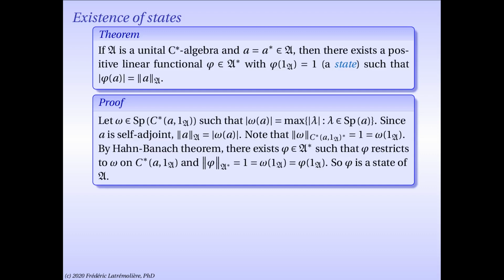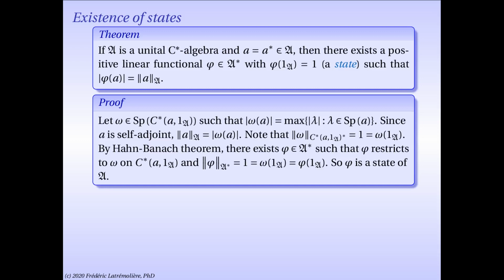And then, of course, I'm going to use the Hahn-Banach theorem. It tells me there must exist a linear functional, phi over A, whose restriction on the C-star algebra generated by A and the unit is omega, and at the same time whose norm is equal to the norm of my character omega, so the norm is 1. But then the norm of phi is 1, which is equal to omega at the unit, but omega at the unit is phi of the unit because phi and omega agree on the C-star algebra generated by A and the unit. And so you see by the characterization we have seen before that phi is indeed a positive linear functional.